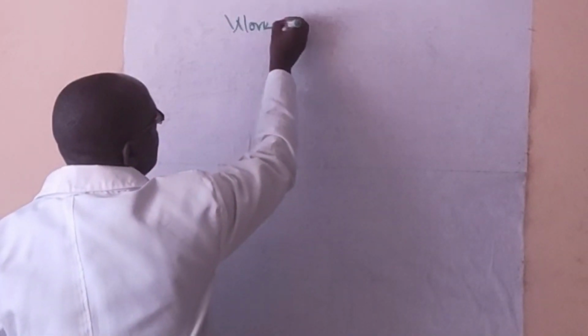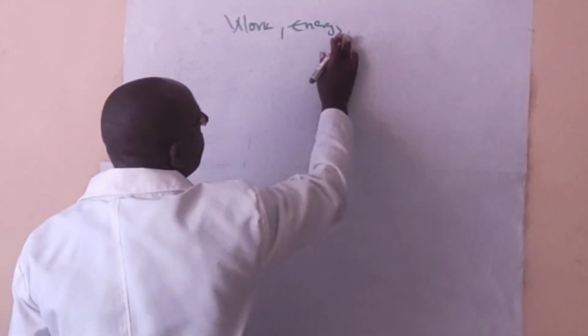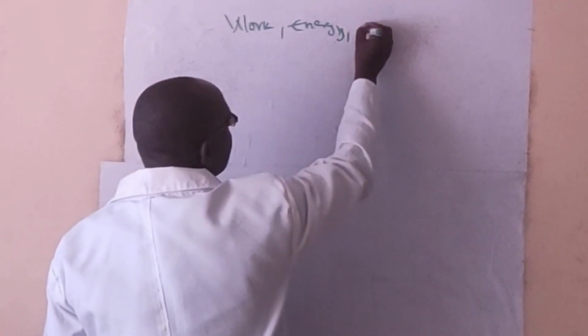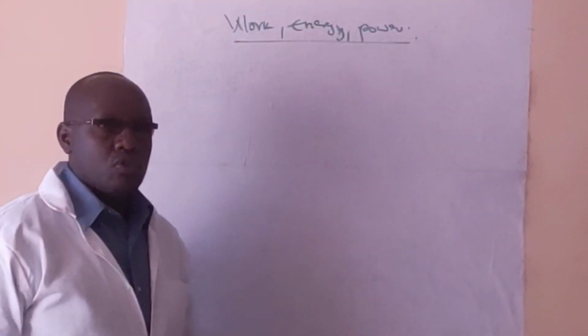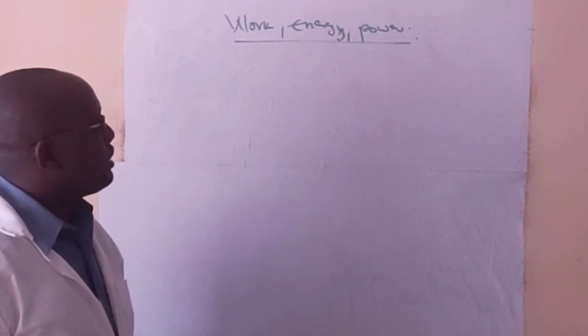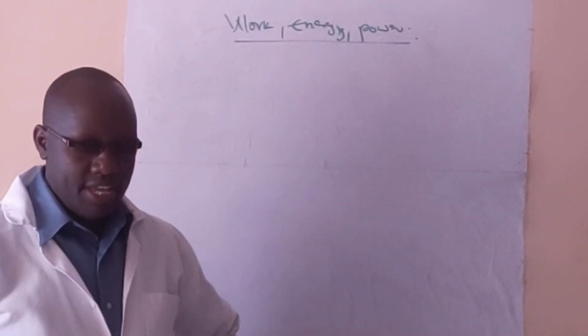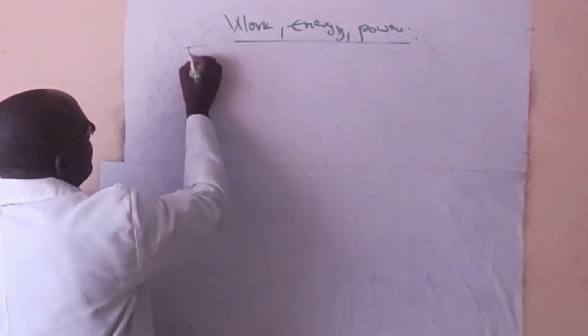We are going to talk about work, energy. So we are going to talk about those three quantities: work, energy, and power. So let's start with the energy.